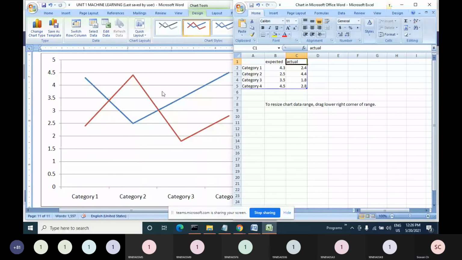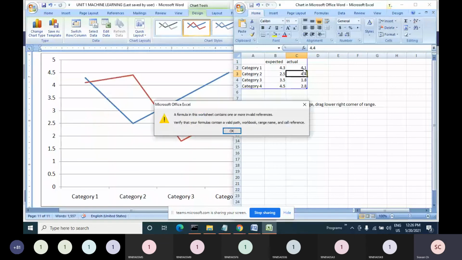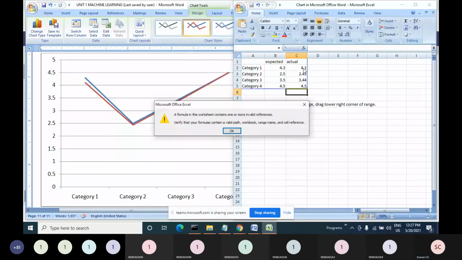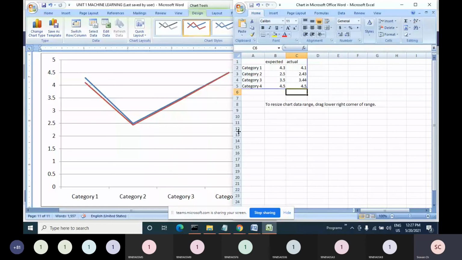There is an error. Now suppose the expected is 4.3 and I got 4.1. This is 2.5, and I got 2.43. Then this is 3.5, and let me make it 3.44. Then 4.5, I make it 4.5. Now see the difference.